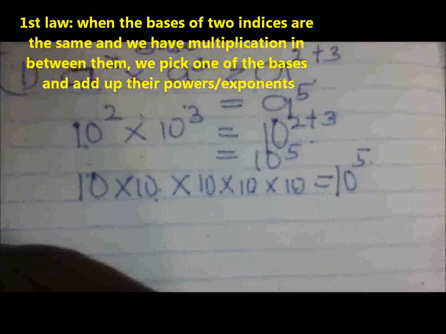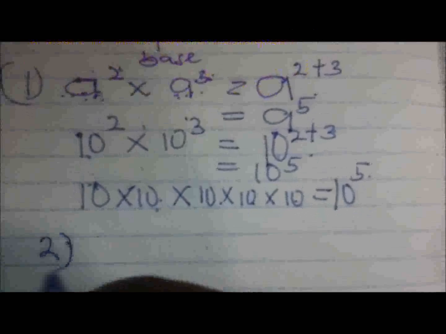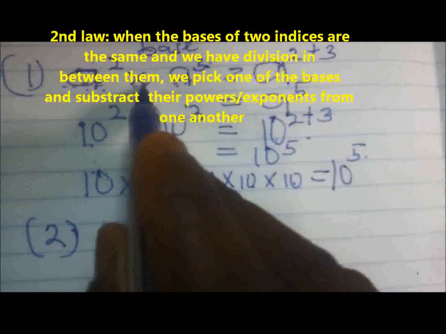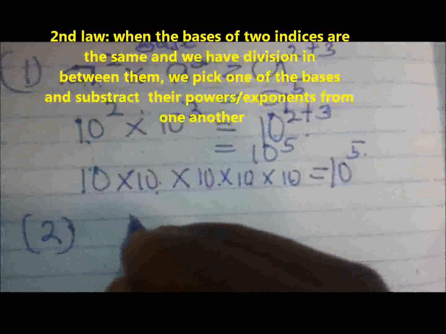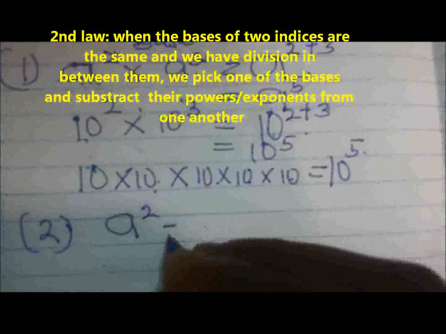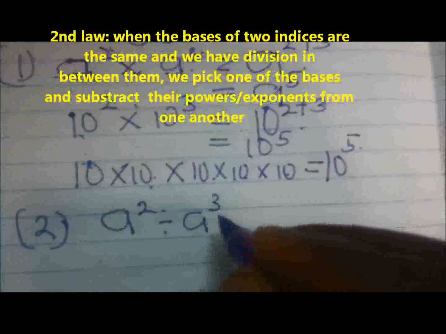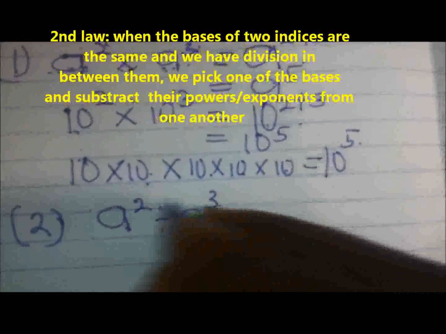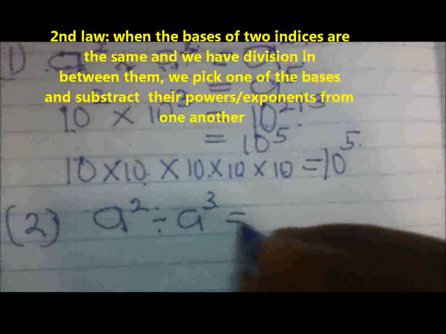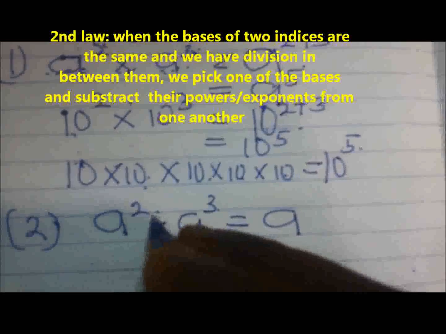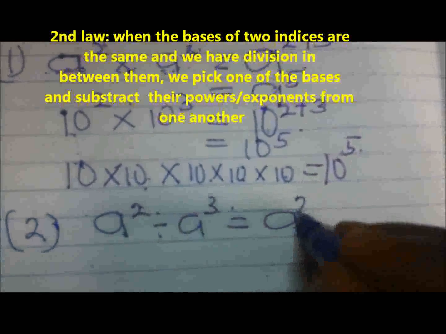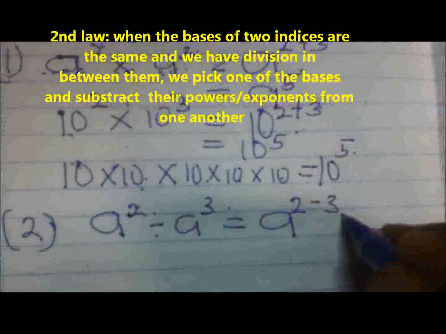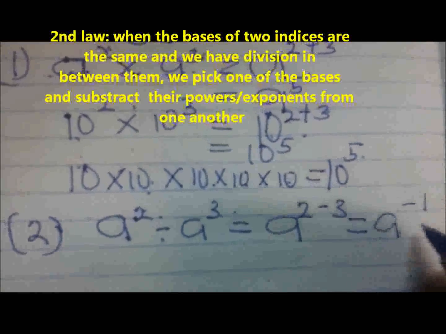Then the second law is similar to the first one, the only difference is that we have division in between. That is, if you have a raised to the power of 2 divided by a raised to the power of 3, we pick one of the bases and subtract the exponents from one another. This is the same thing as a raised to the power of 2 minus 3. We can't say 3 minus 2 because 2 is the one in front. So this will be equal to a raised to the power of minus 1 in this case.